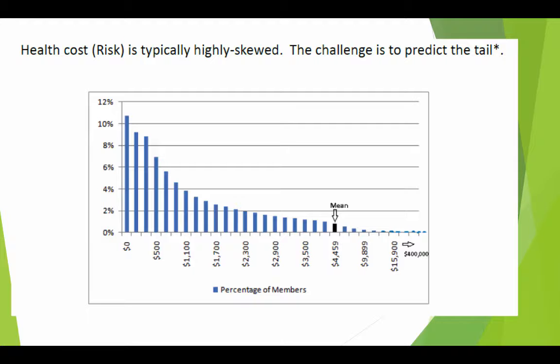So obviously, the issue with healthcare costs in general, if you take a look at this graph, you'll see that the highest percentage of members in any health plan are going to be in that far left category, spending $0 to a low amount of dollars. Our mean there is at that 44.59, but the challenge is to predict that tail. We want to know where that tail is going to be, and that's our challenge. That's our risk: how far is that tail going out? How many people are in that? So that's our challenge in the healthcare environment, especially on the payer side.